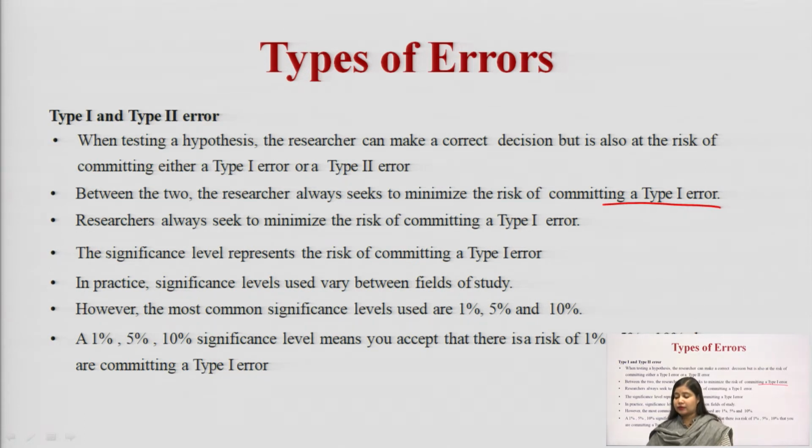And in practice, the significance level usually varies between field studies. When we conduct a field study, our level of significance will vary. Most of the time, the most common significance levels are 1%, 5% and 10%, and most of the time the 5% criterion is used in studies. These significance levels mean that you are accepting a risk of 1%, 5% or 10% that you will commit a type 1 error.